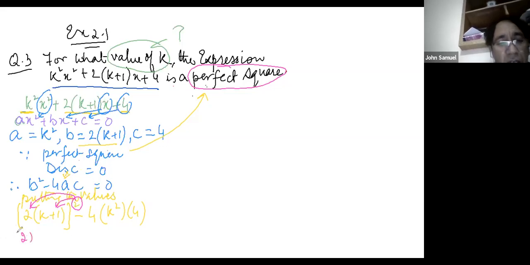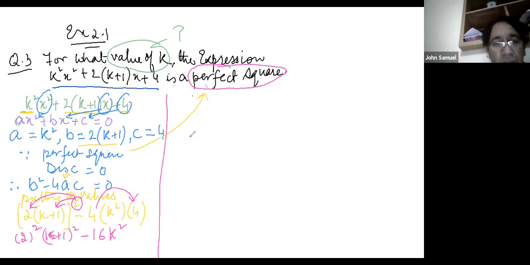We can write it 2 square, since square is on both the factors. So we'll write 2 square, then it's k plus 1 whole square, minus, and then we can multiply this value with this 4 times 16 and k square, is equal to 0. What we will do here, my dear student, is expand it. Square of 2 is 4, and then we will expand the square.